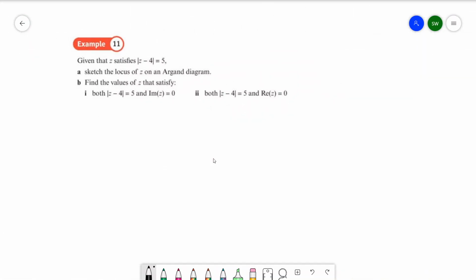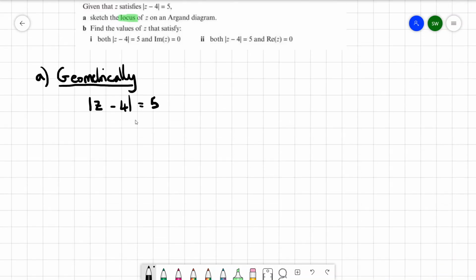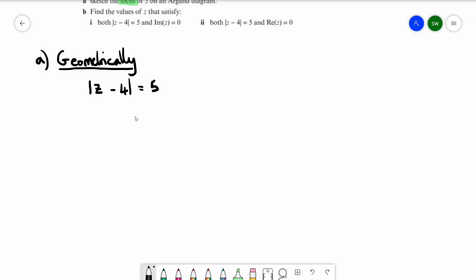So we're going to look at two different ways of sketching this locus. A locus of points, this word locus, basically just means all the points that satisfy this condition. So the first way that we're going to think about this is the geometric way, which we've just done. So thinking about this expression geometrically, we're going to think about 4 as a point on the Argand diagram. And this basically says that the distance between z and 4 is equal to 5.